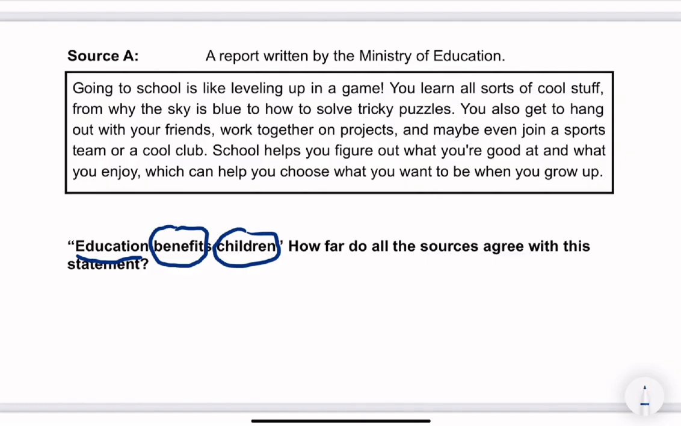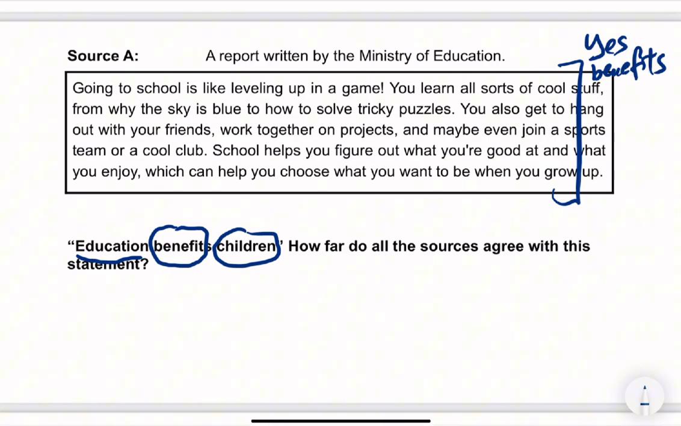So let's go back to source A again. Rather than saying that school is interesting, now, why does education benefit children? If we look at source A, it's very clear. Yes, it benefits. Education benefits a child.